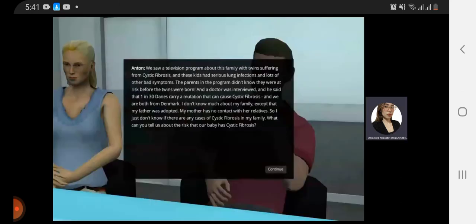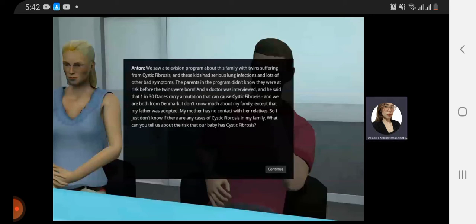We saw a television program about this family with twins suffering from cystic fibrosis, and these kids had serious lung infections and lots of other bad symptoms. The parents in the program didn't know they were at risk before the twins were born. And a doctor was interviewed, and he said that 1 in 30 Danes carry a mutation that can cause cystic fibrosis, and we are both from Denmark.